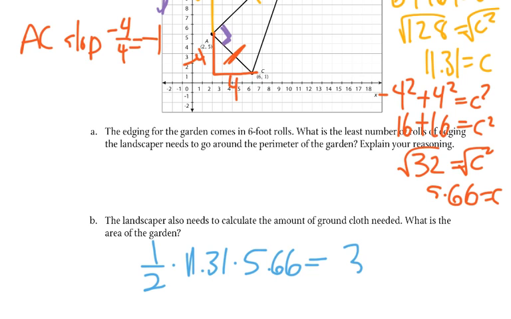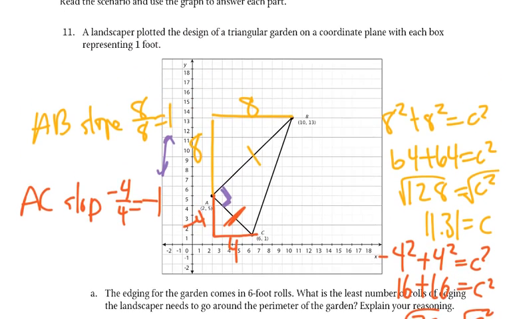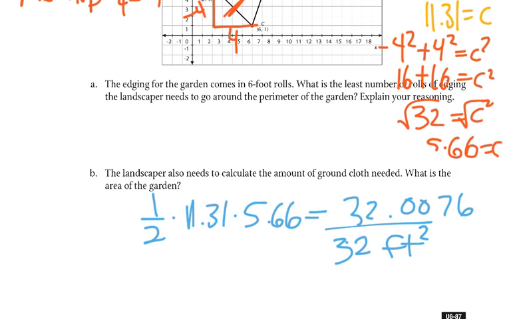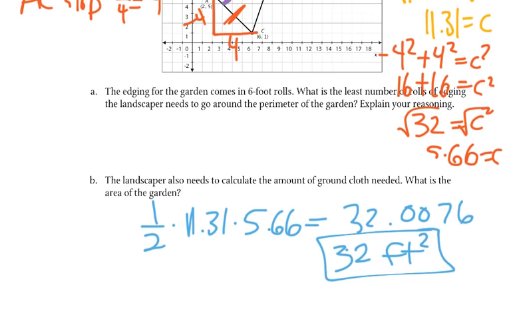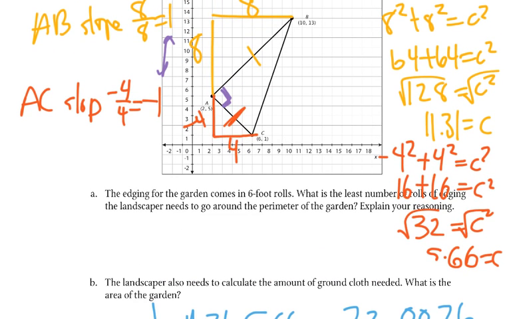We get about 32.0076, so we'll say 32 feet, right? Because we're dealing with feet. Yep, squared. That's how much ground cloth we would need. Slightly more than that, but we won't get into that necessarily. Okay, so that was the B part. That was easy enough.